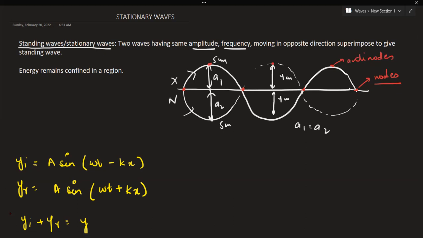So what are nodes? Where amplitude is 0. And antinodes? Where amplitude is maximum. So see, again, stationary waves will be also of two types. Transverse stationary wave will be there and longitudinal stationary wave will be there.